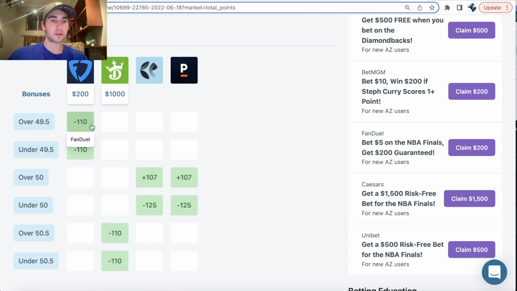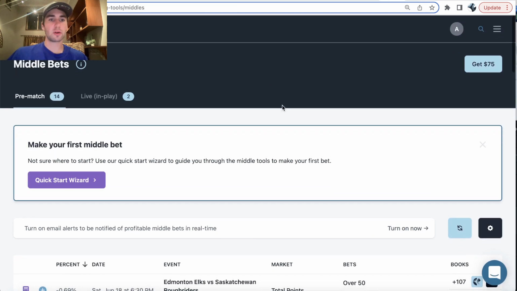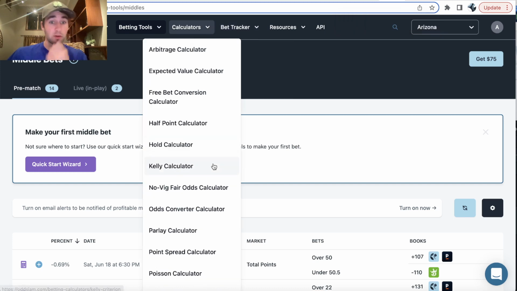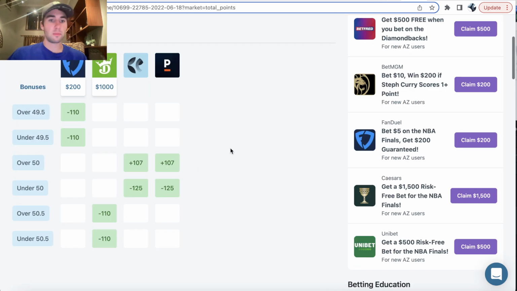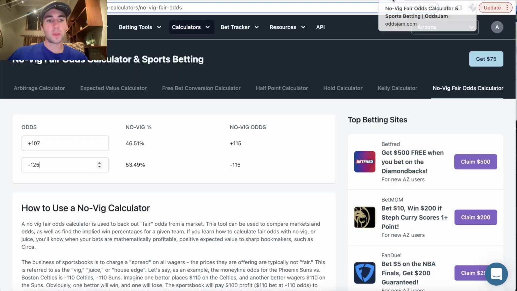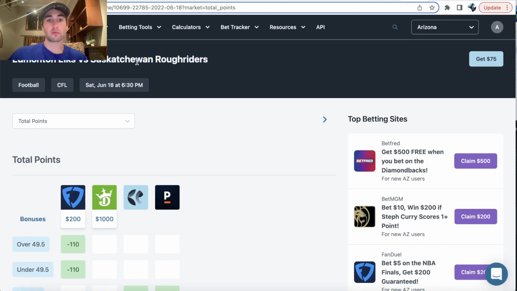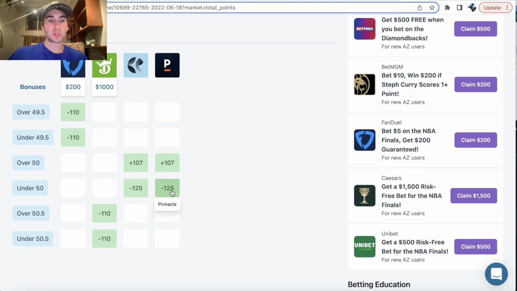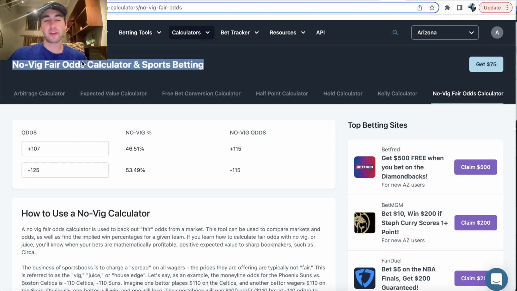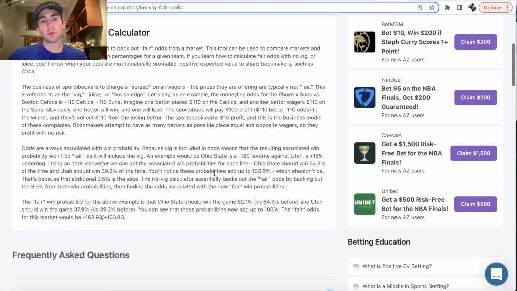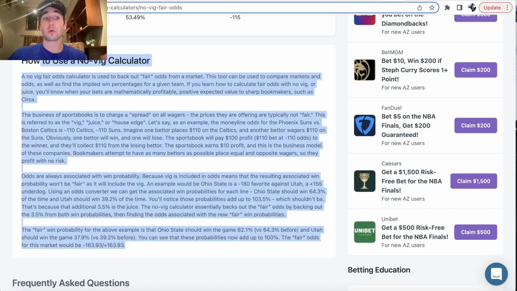There's a full point of difference between FanDuel and DraftKings. And then what we can also see is Pinnacle. They have the under juiced to the tune of minus 125, plus 107. So if we throw Pinnacle's market into a zero vig odds calculator, we can see that they're pricing the under 50 points in this Elks Rough Riders game at minus 125. They're pricing the over at plus 107. So if you put that into a no vig fair odds calculator, which is the most important calculator on OddsJam, it's very important as a sports bettor.